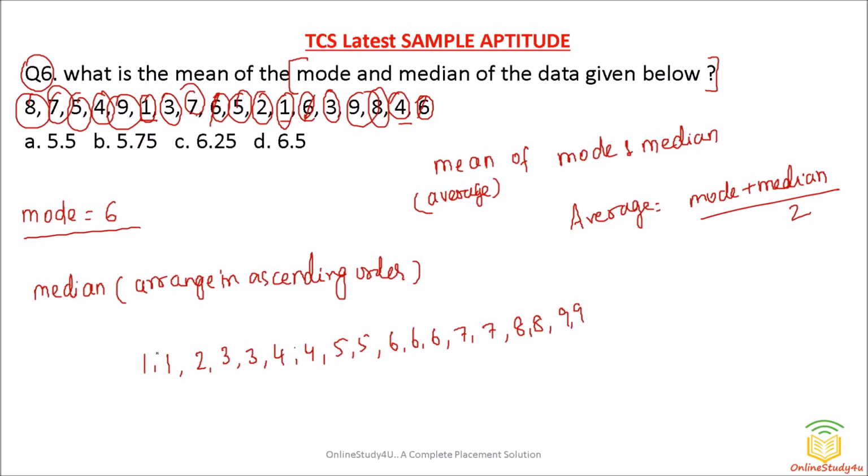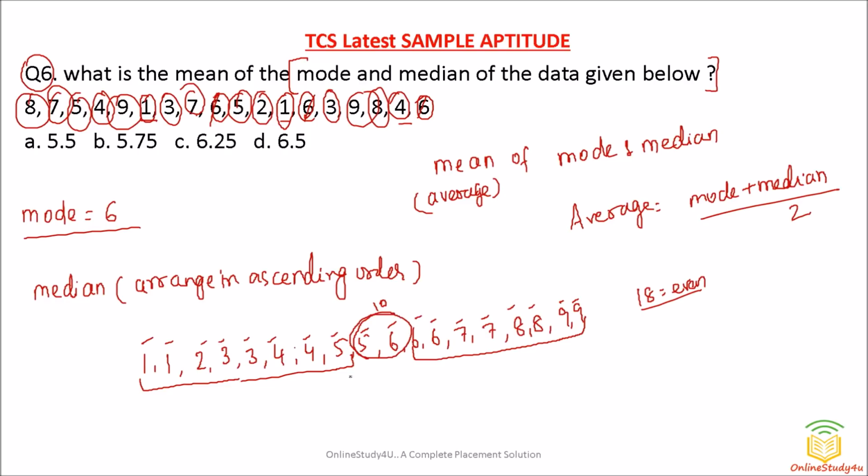Now friends, you see how many are there? 1 2 3 4 5 6 7 8 9 10. So till here 10, 11 12 13 14 15 16 17 18. So 18 is nothing but even, okay. So on this side 2 4 6 8 and on the other side 2 4 6 8. So when it is even, then we get the middle two numbers. So 5 and 6, okay, divided by 2. So 11 by 2 will be nothing but 5.5. This will become our median.